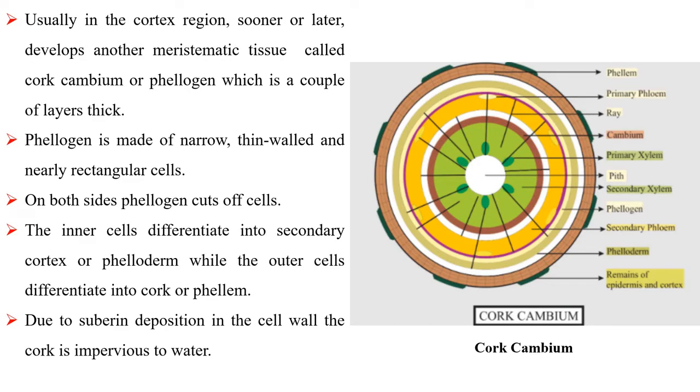Usually in the cortex region, sooner or later another meristematic tissue develops called cork cambium or phellogen, which is a couple of layers thick. Phellogen is made of narrow, thin-walled and nearly rectangular cells. On both sides, phellogen cuts off cells. The inner cells differentiate into secondary cortex or phelloderm, while the outer cells differentiate into cork or phellem. Due to suberin deposition in the cell walls, the cork is impervious to water.